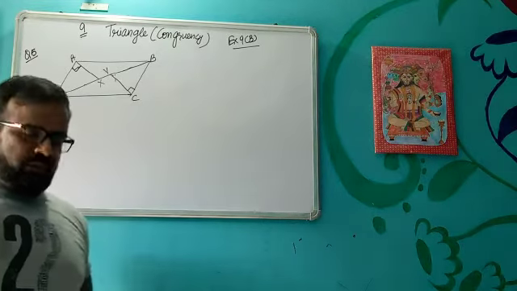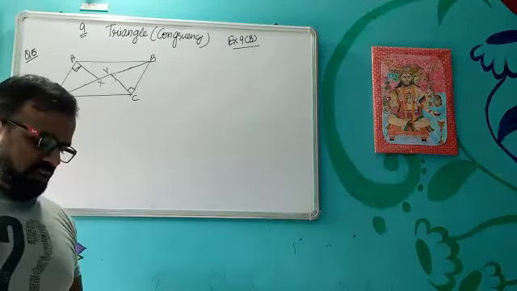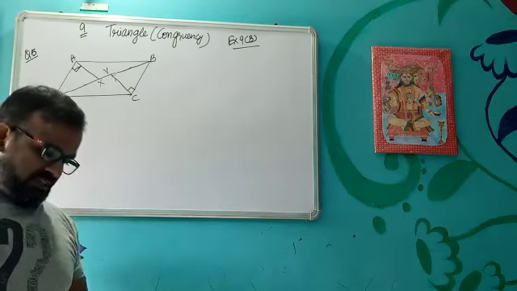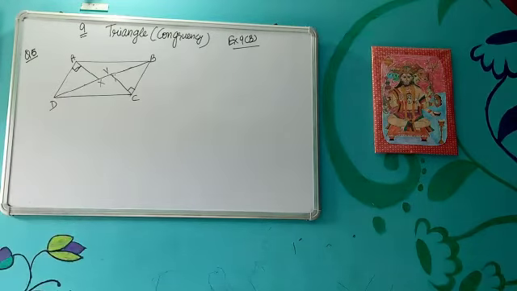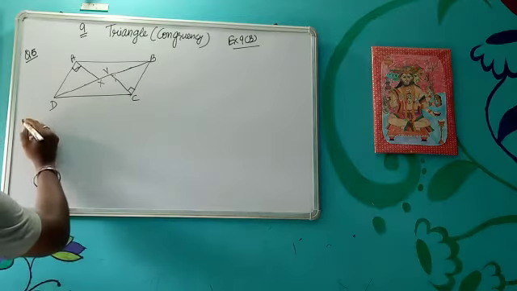Good morning students. So we have started this exercise 9B and in this I have discussed till question number 3. So let's discuss question number 6 and how to draw the figure A in parallelogram ABCD.